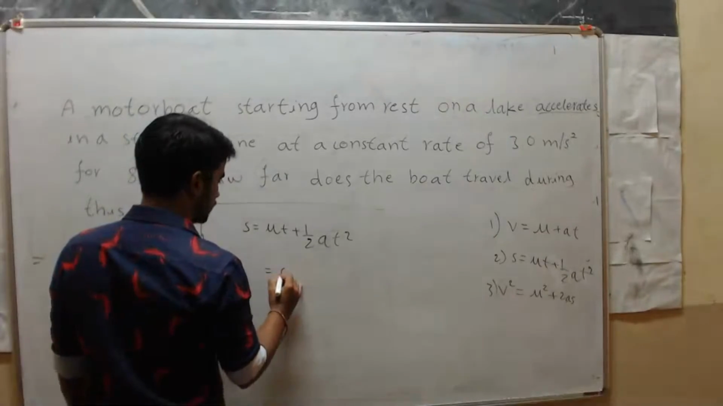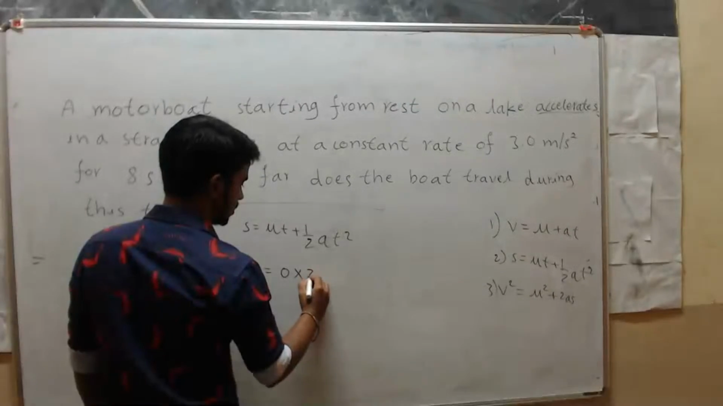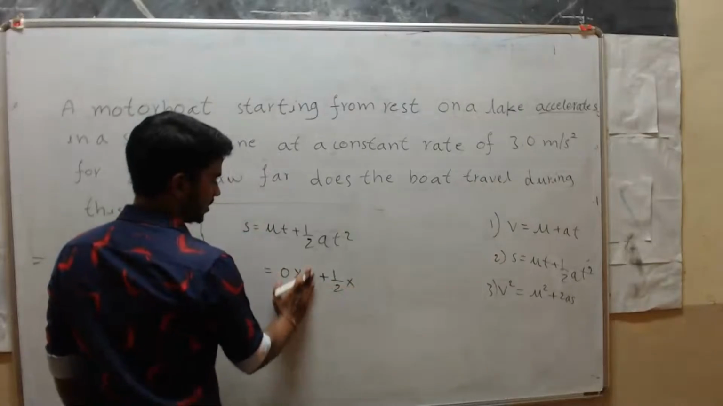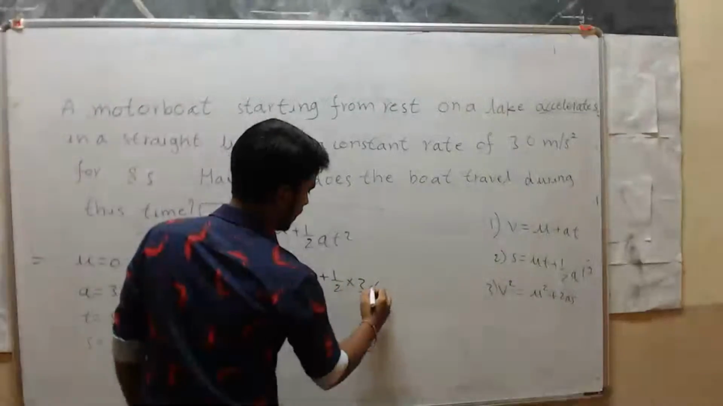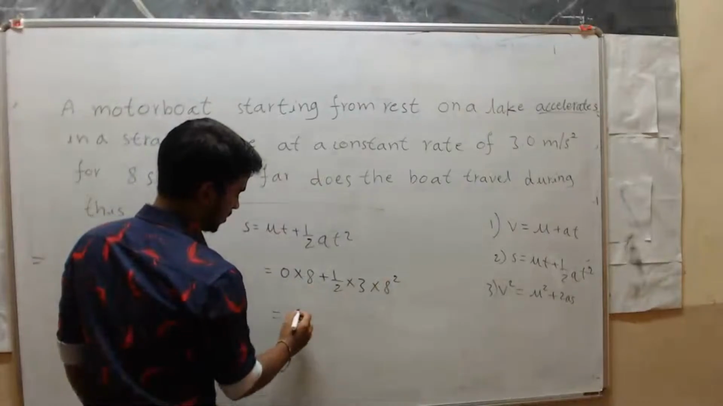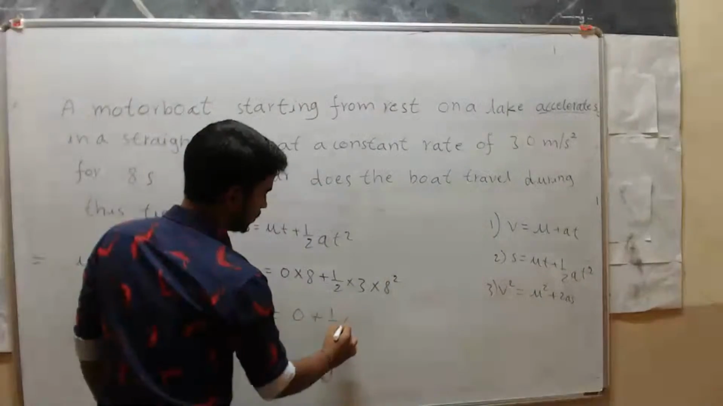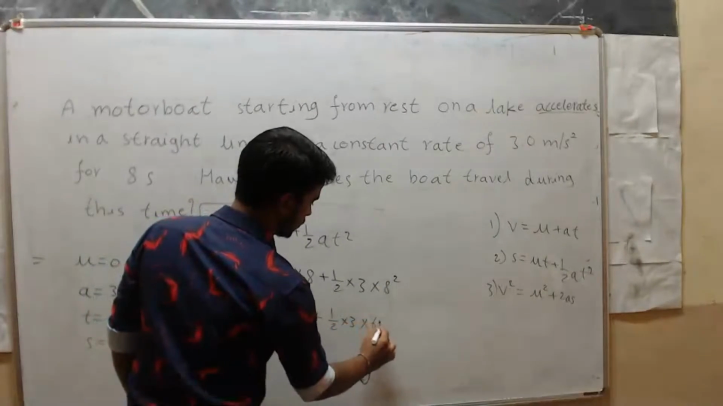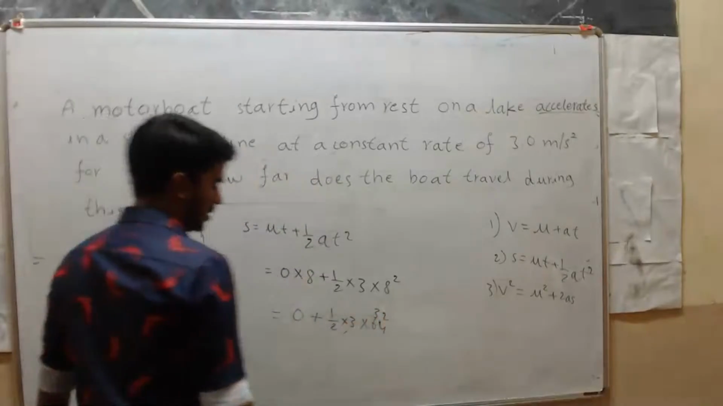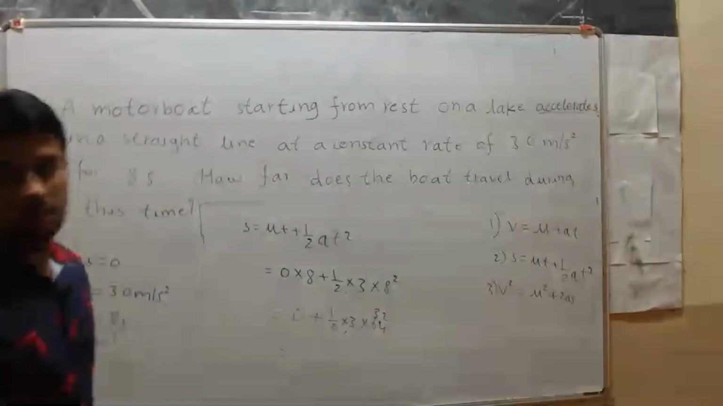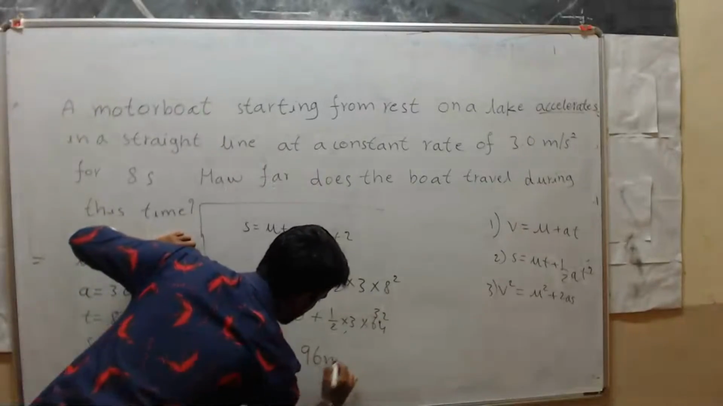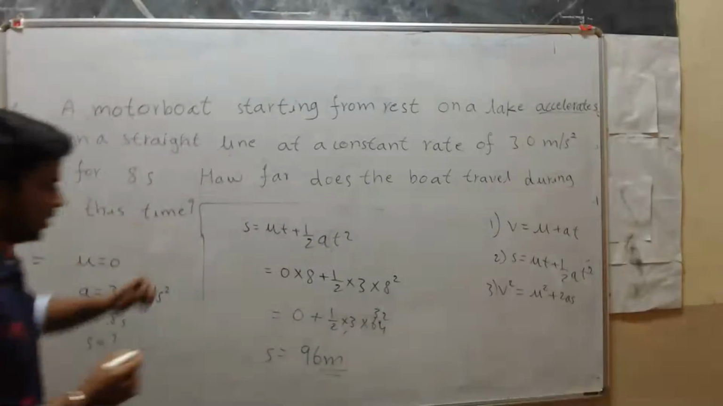s is equal to u value is 0 into t value is 8, right? 8 and a is 3 and this is 8 square. Okay. Next 0 into 8 that is 0 plus 1 by 2 into 3 into 64. Clear? So then 32 into 3, that is 96 meter. Okay.